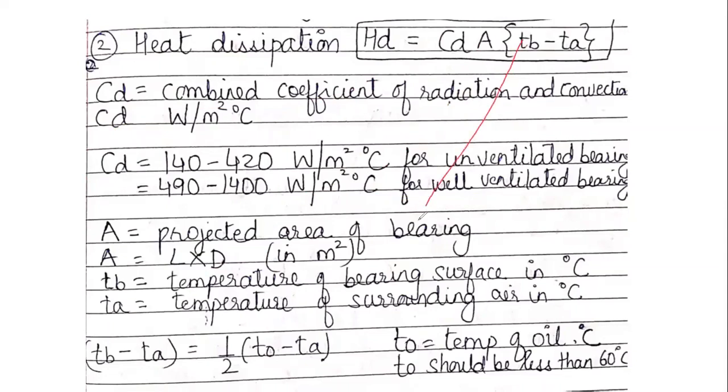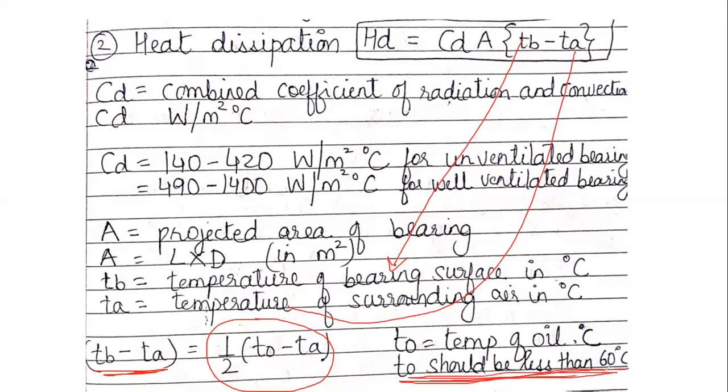What about this TB? It is the temperature of the bearing surface in degree C. What about this TA? It is the temperature of the surrounding air. A means air, B means bearing. So the temperature of the bearing surface is TB, the temperature of the surrounding air is TA, both in degree C. How will you find TB minus TA? You will find it as half into TO minus TA, where the temperature of oil should be less than 60 degree C.